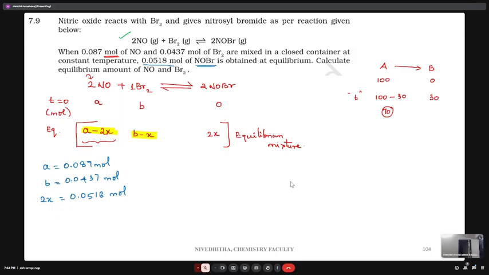Is it possible for you guys to calculate now? Can you please calculate now? So I want you to find the equilibrium amount of NO and Br2. So the equilibrium amount of NO is A minus 2x. We know the value of A, but we don't know the value of x. But we can calculate the value of x using the 2x value, right, which is given.